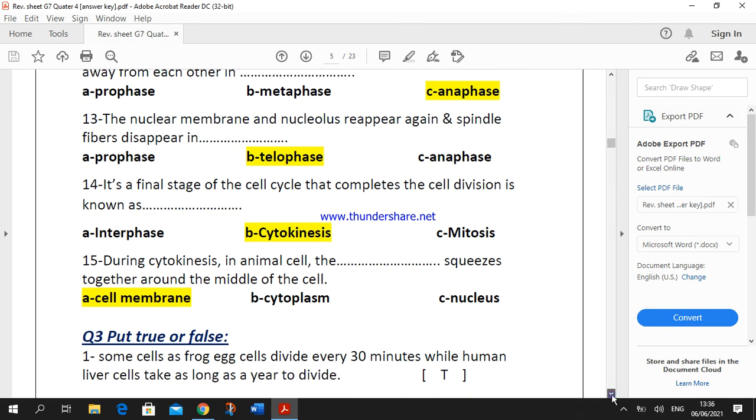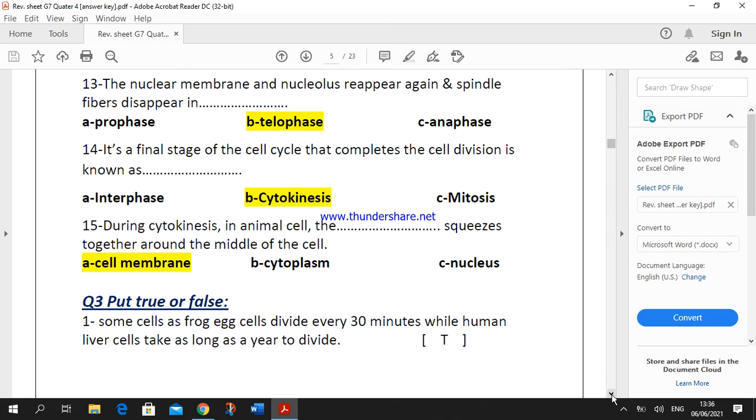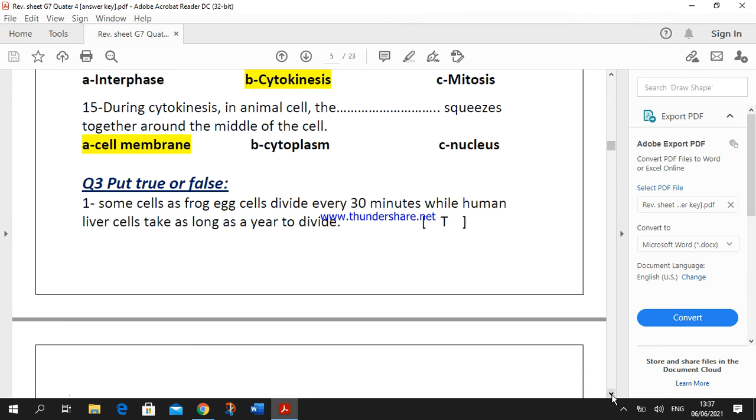Okay, so prophase is reversed in telophase. 14, the final stage of the cell cycle that completes the cell division is known as cytokinesis. Okay. 15, during cytokinesis in animal cells, the cell membrane squeezes together around the middle of the cell. Okay. Question 3. True or false?